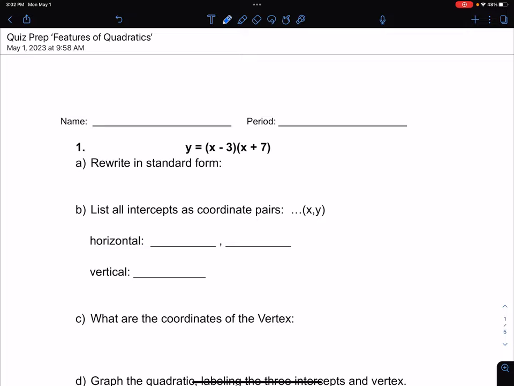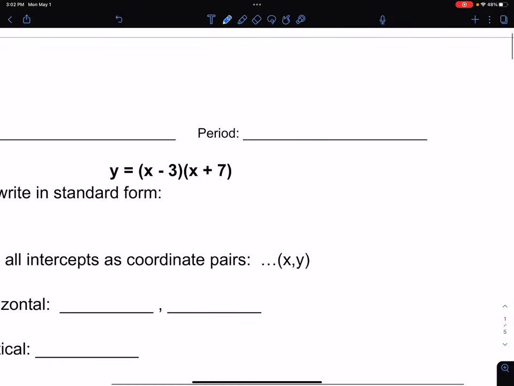You might know how to do the first, outer, inner, last. Or you might know how to distribute with the distributive property. Just multiply x times the x plus 7. Then multiply the negative 3 times the x plus 7. Add them all up. We could also use this area model right here.